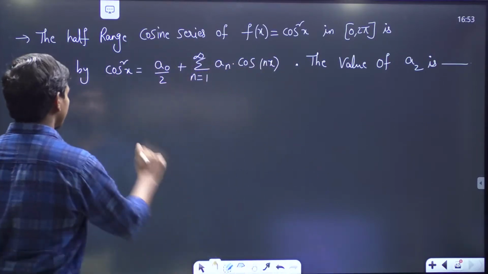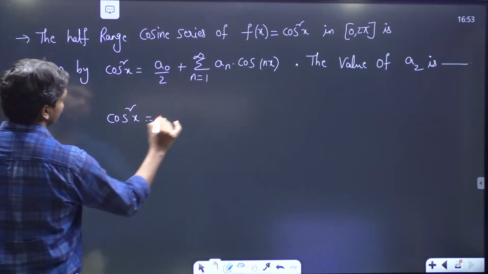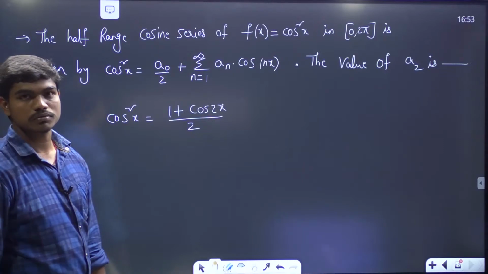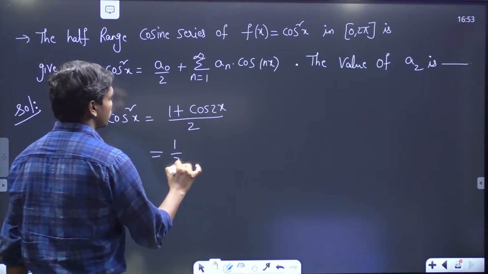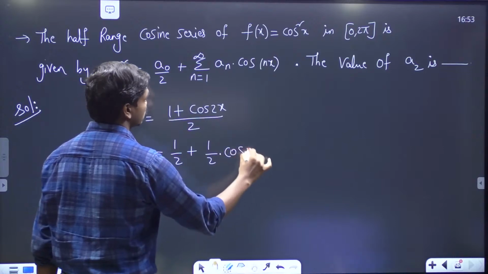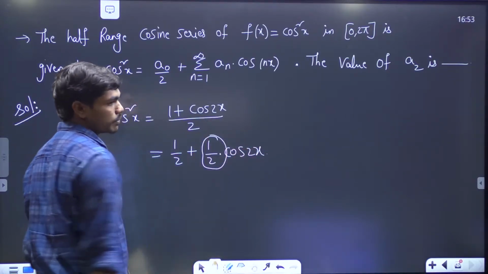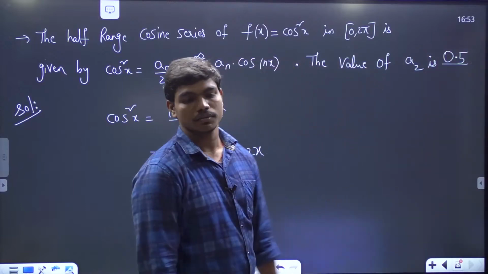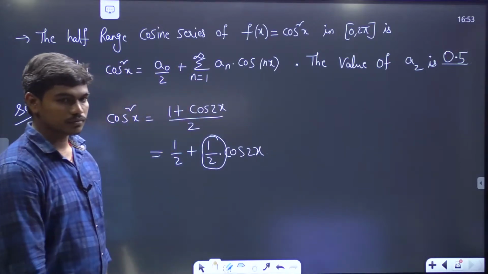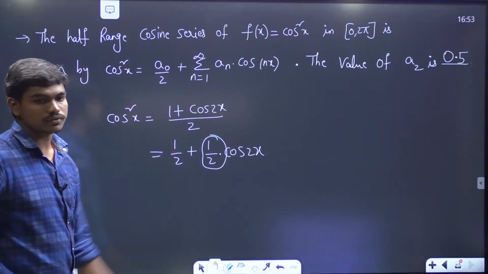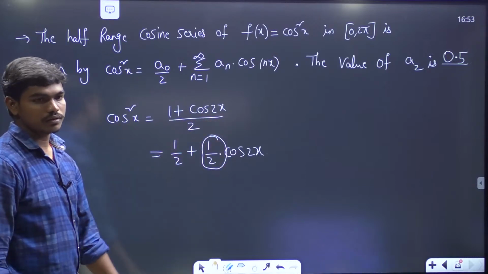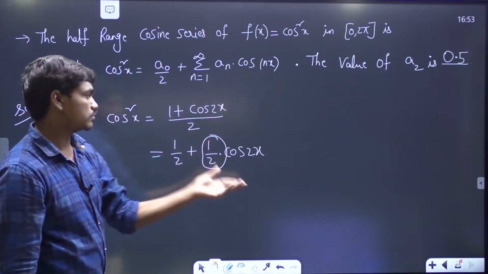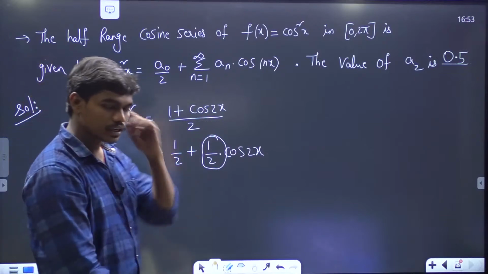Now tell me one thing. Can I write cos square x as 1 plus cos 2x by 2? Yes or no? Can I write this? 1 by 2 plus half into cos 2x. So the coefficient of cos 2x is 1 by 2. Answer is 0.5. This is how I answered this in the exam. Because cos square x can be written as 1 plus cos 2x divided by 2. They're asking for the coefficient of a2, which means they want the coefficient of cos 2x. So the answer is 0.5.